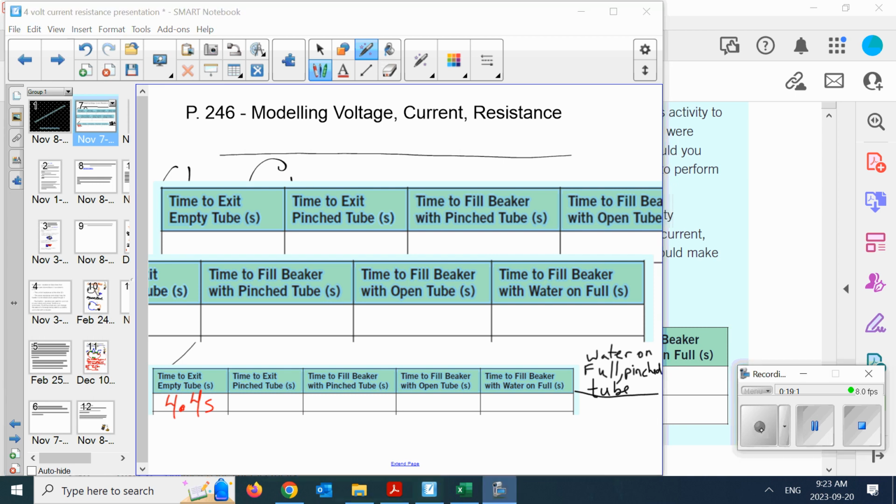We'll see. So when we did this one, when the tube was already full, it was pinched off, and it didn't fly off, right? We had 0 seconds. It's instantaneous. Now, time to fill the beaker with a pinched tube.